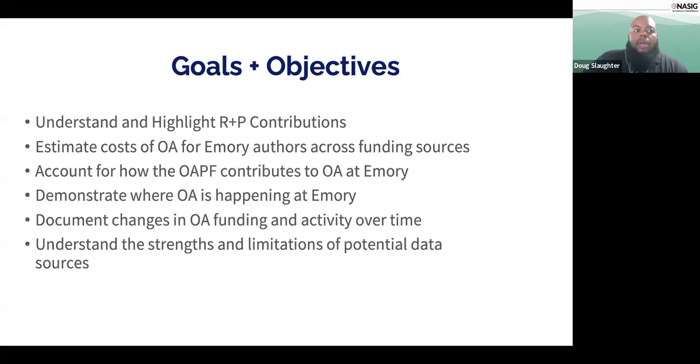Next, we wanted to demonstrate where open access was happening at Emory. So that includes subject areas, disciplines, publishers, journals, and so on and so forth. We wanted to document the changes in open access over time, whether we were increasing every year, or whether there needed to be pullbacks, what that looked like, and then to understand the choices, the strengths and limitations that come with choosing potential data sources and making choices and optimizing that for our purposes.